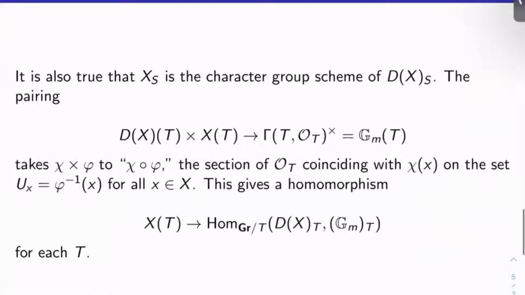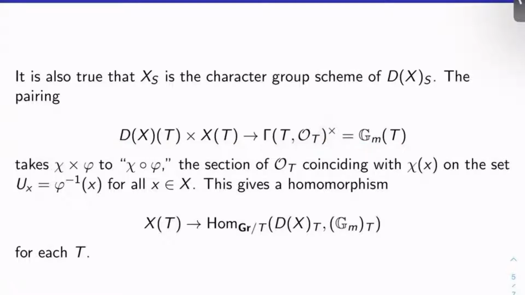Okay, well, it's also true, of course, as you should expect, that X_S is the character group scheme of D(X)_S. It goes the other way as well. Okay, and so we have these pairings, D(X)(T) cross X(T) to global sections on T, whose units we know, by the way, is just G_m(T) from a previous video.